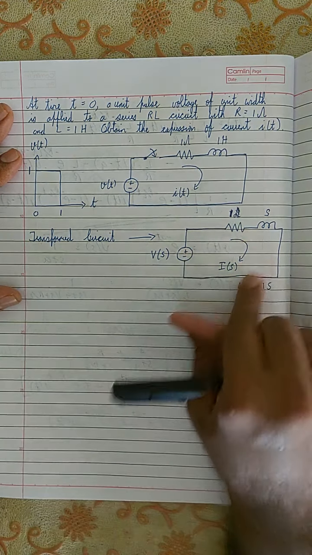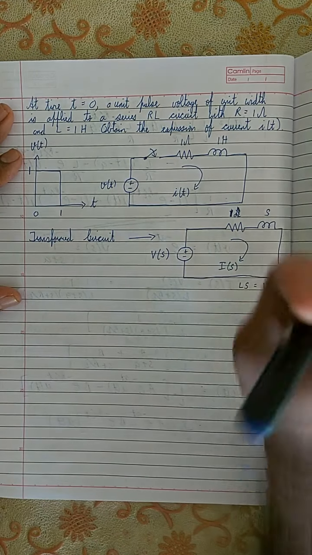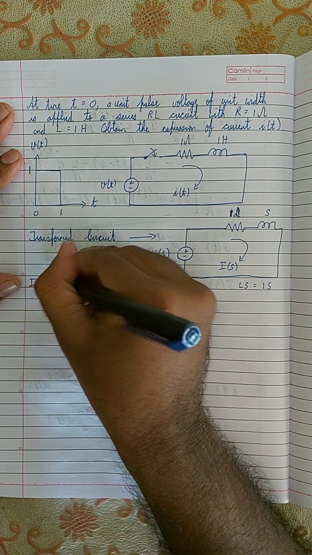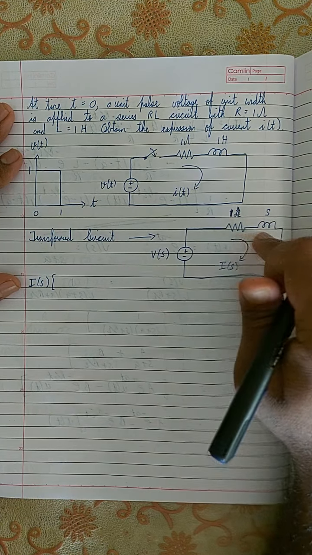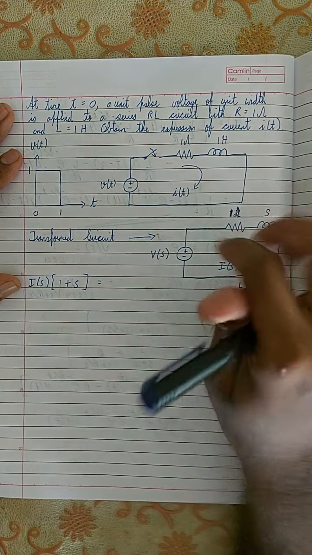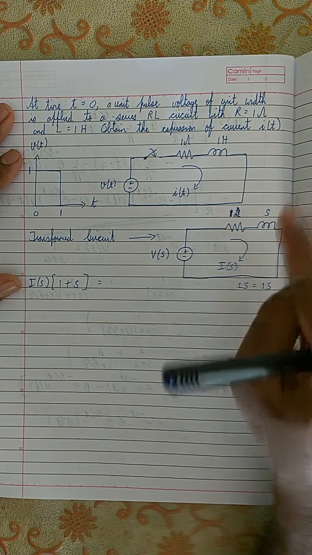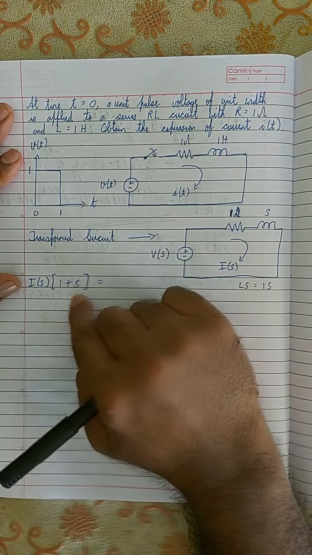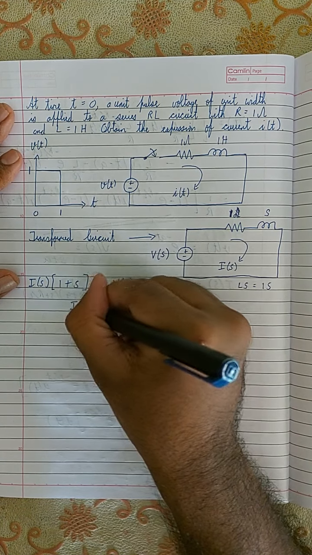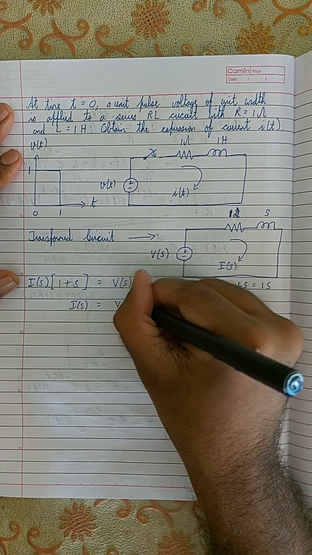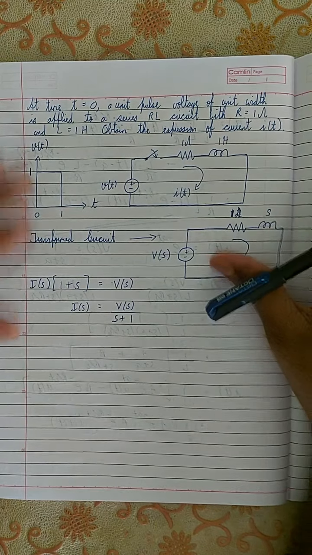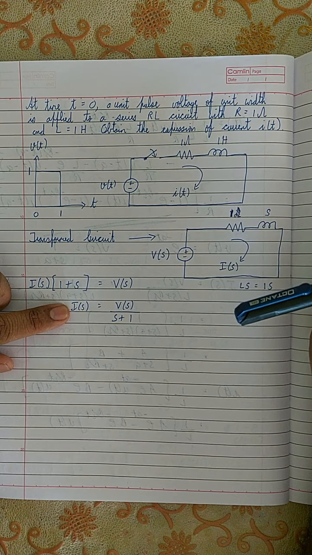So now let's write the Kirchhoff's voltage law equation of the circuit. And the circuit is very easy, right? The equation is I of S into 1 plus S, or S plus 1. We should write S plus 1 because that is how our Laplace equations are all written, right? Into I of S equals V of S. Or in other words, I of S is equal to V of S by S plus 1. So this is the Laplace transform equation of the current.